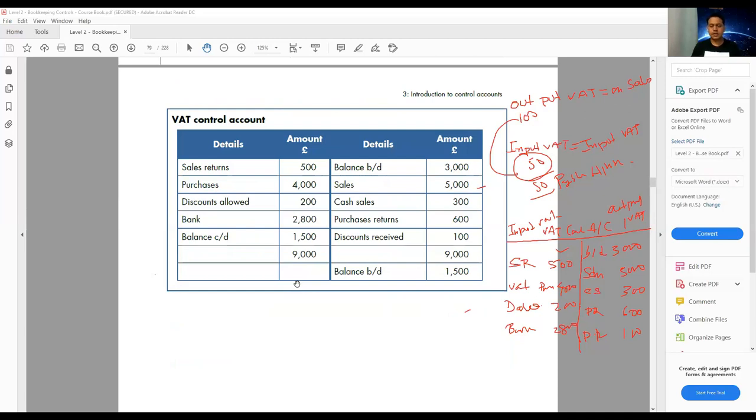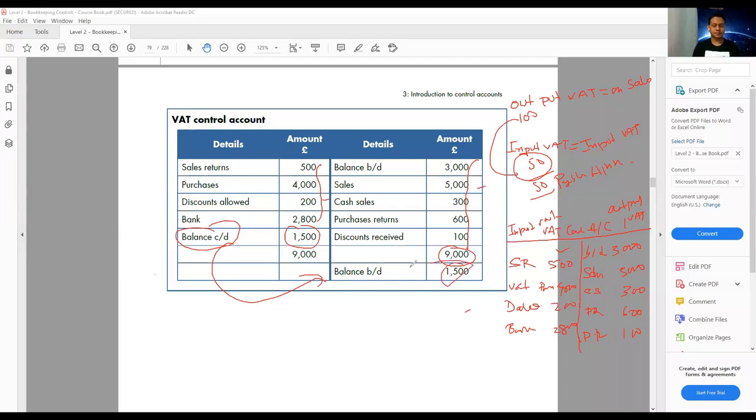So once you've done all of this, all you need to do is balance CD. So the credit side, I'm gonna add all of this. If I add all of this, it will be 9,000. And from 9,000, I'll take away all of this, and that gives me the difference of 1,500, that's my balance CD. And this balance CD will come as a balance BD on the opposite side. So my liability for this period is 1,500, that is closing and opening for next period. And this is on the credit side, that's my credit balance.